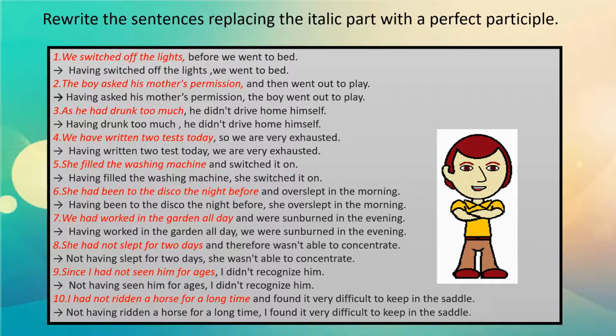Third, as he had drunk too much, he didn't drive home himself. Answer: Having drunk too much, he didn't drive home himself. Fourth, we have written 2 tests today, so we are very exhausted. Answer: Having written 2 tests today, we are very exhausted. Fifth, she filled the washing machine and switched it on. Answer: Having filled the washing machine, she switched it on.